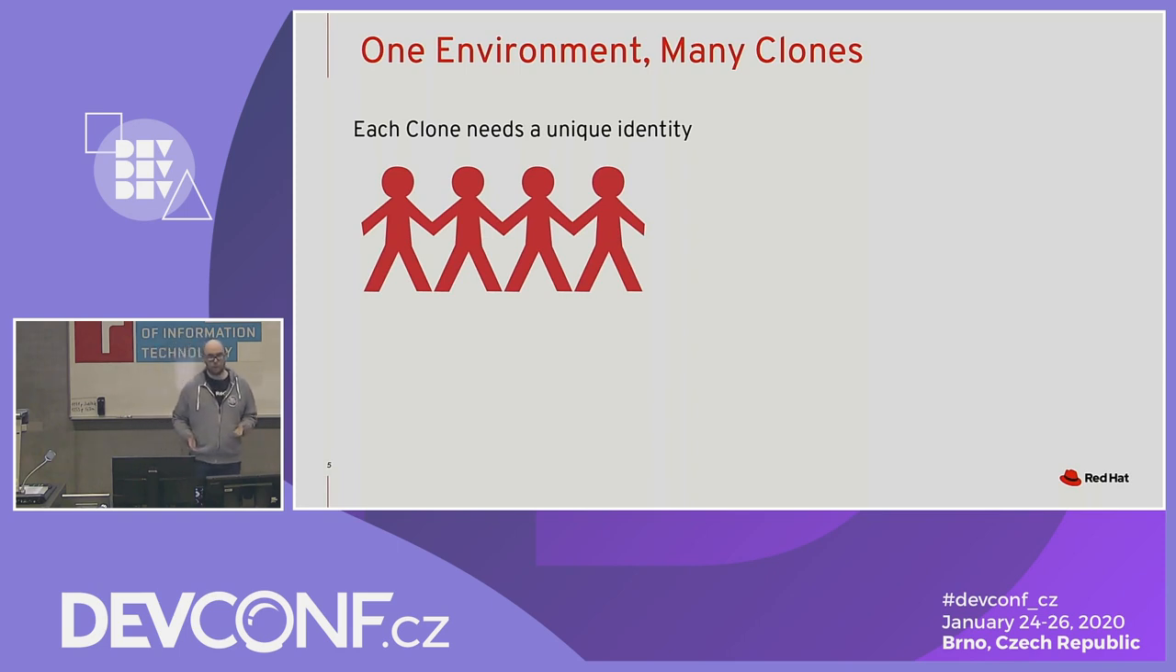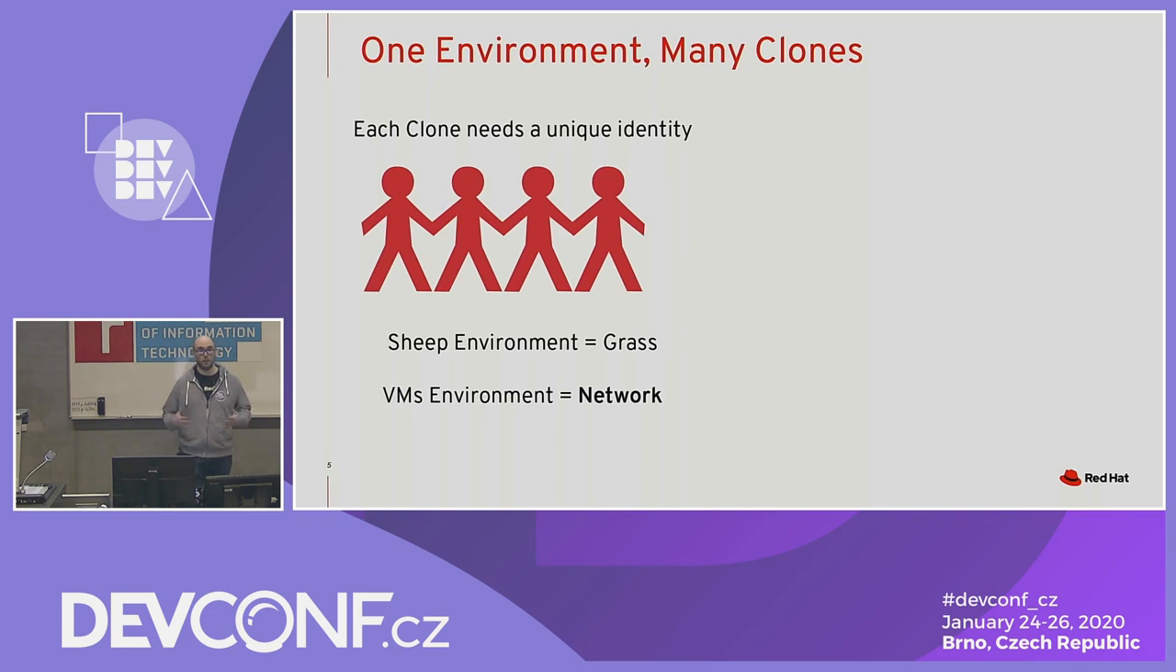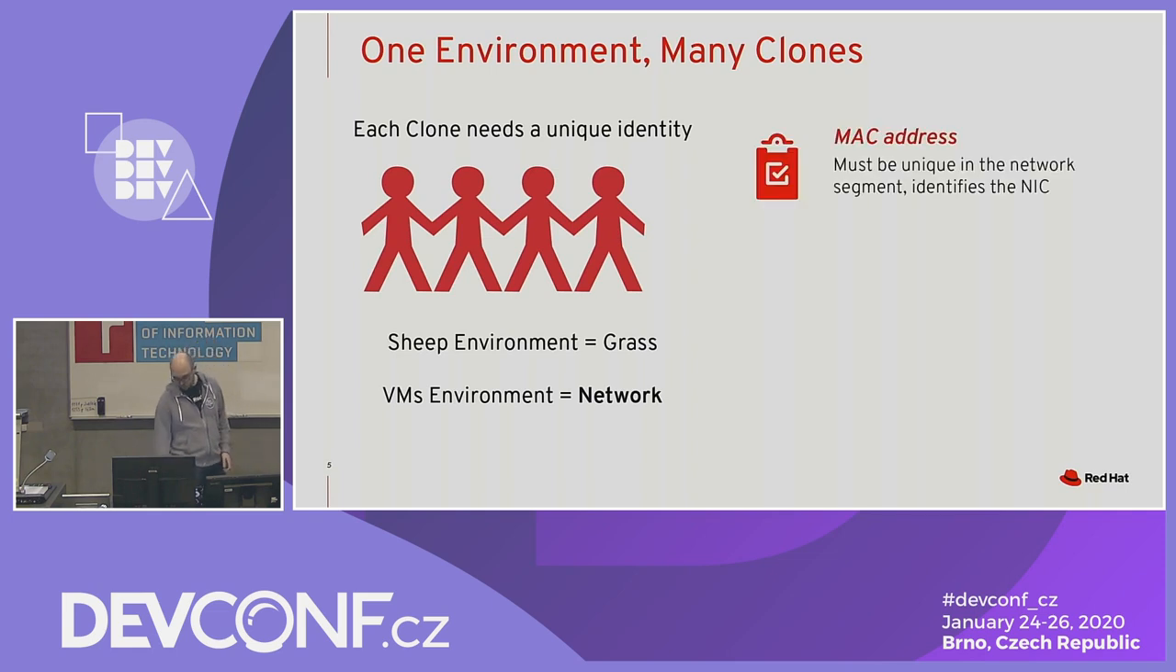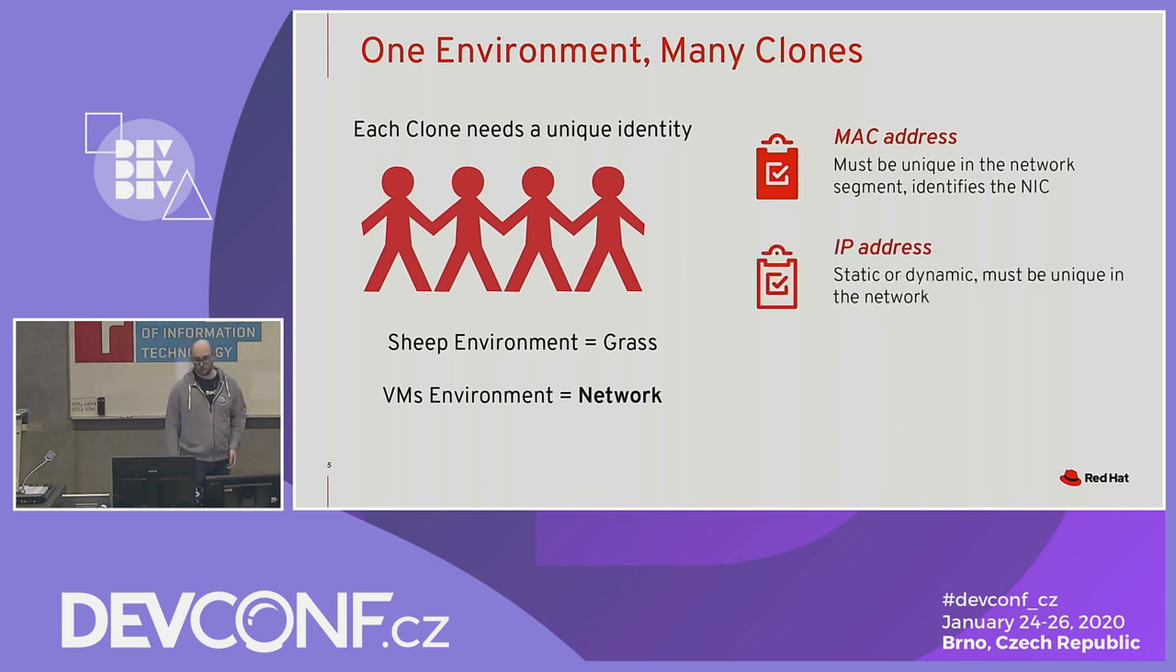So what is the environment for a sheep? Maybe it's grass. And can you figure out what is the environment for a virtual machine or host? Yeah, you're pretty near. It's the IP address or, more in general, the network, because it's where the hosts basically interact with each other. And in order to identify your host in the network, you have to take care of the MAC address first of all, which identifies the network interface card, the IP address, for sure, be it dynamic or static, it should be different, and the host name.